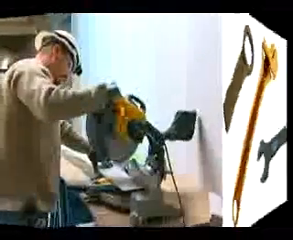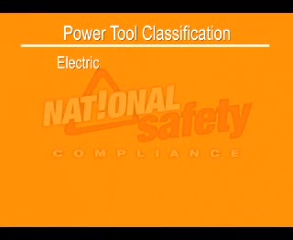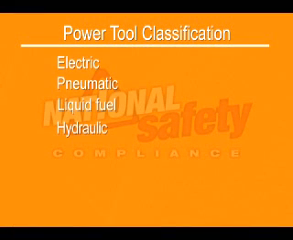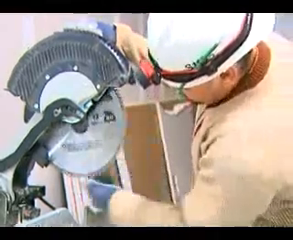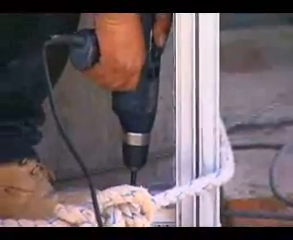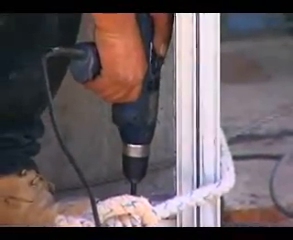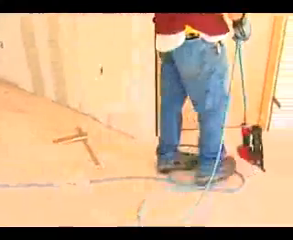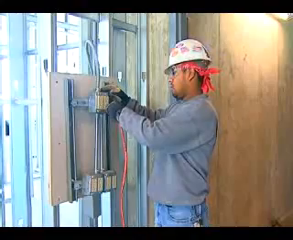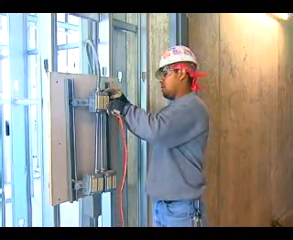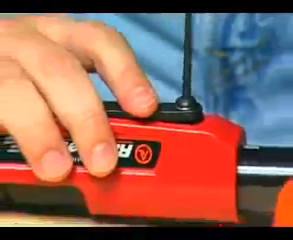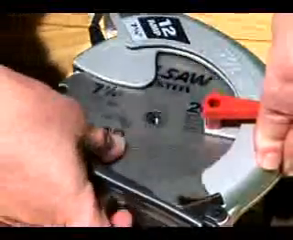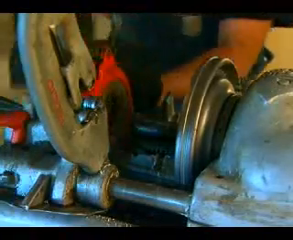Power tools are classified according to their power source: electric, pneumatic, liquid fuel, hydraulic, and powder actuated. Power tools should be fitted with guards and safety switches. Power tools can be extremely dangerous when used improperly. Never carry a tool by its cord or hose. Always disconnect the tool from the receptacle by pulling the plug and not on the cord or hose. Protect cords and hoses from heat, oil, and sharp edges. Disconnect tools when not in use, before servicing and cleaning, and when changing accessories. When practical, always secure work with clamps and/or a vise.